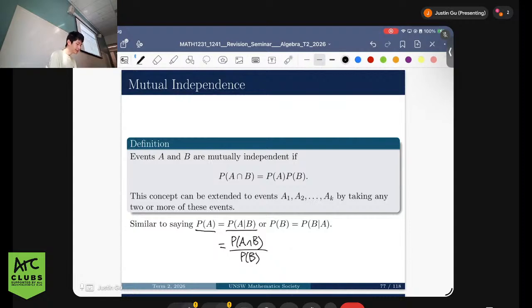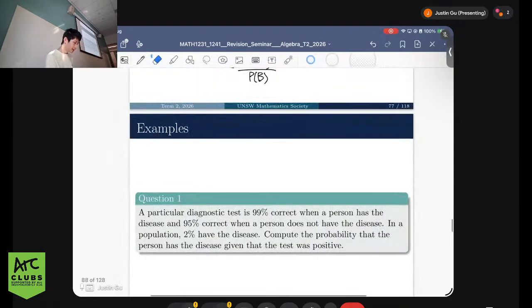This concept can be extended to more events by taking any two or more of these events. So if A, B, C are mutually independent, then we should get something like this, and we derive it in basically the exact same way. So let's go through an example.